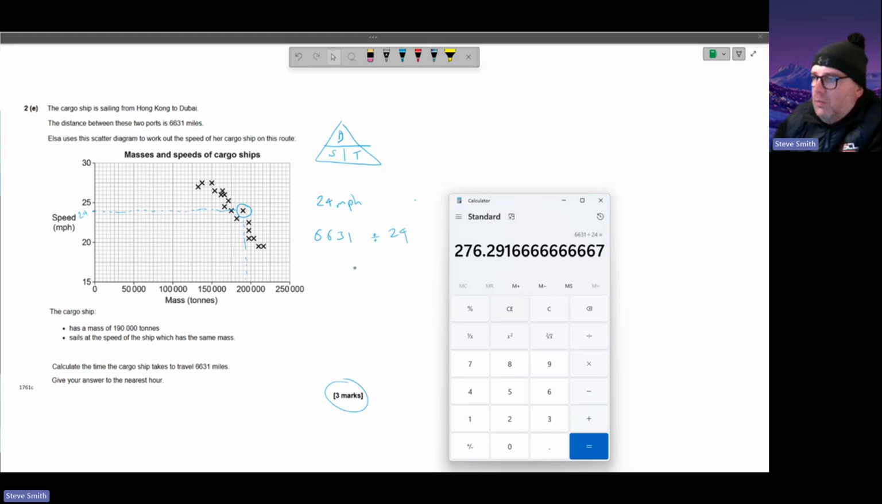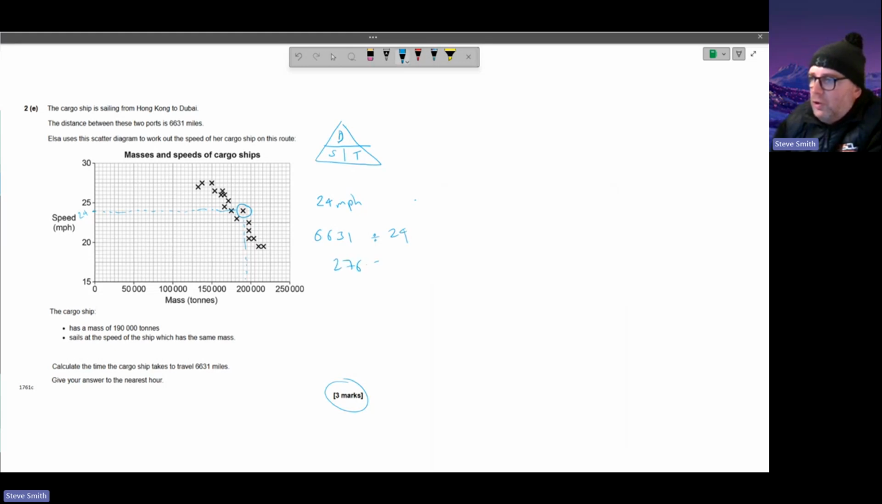276, 291, 276, 291. Right, so it's the same speed. Calculate the time the carry shoot takes. Give your answer to the nearest hour. So that's saying 276 hours.